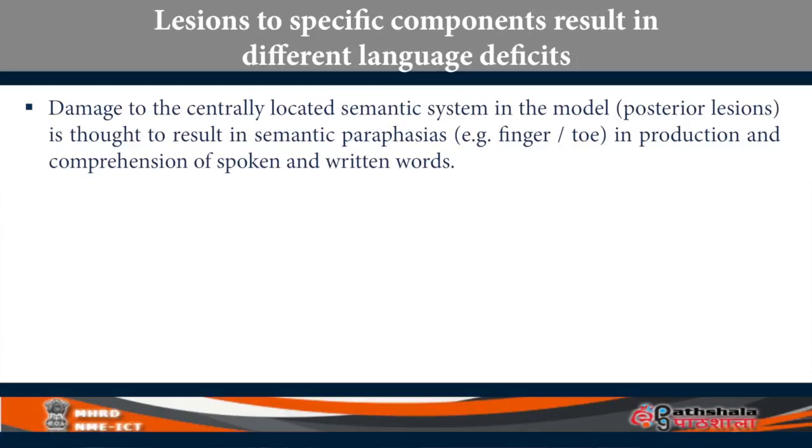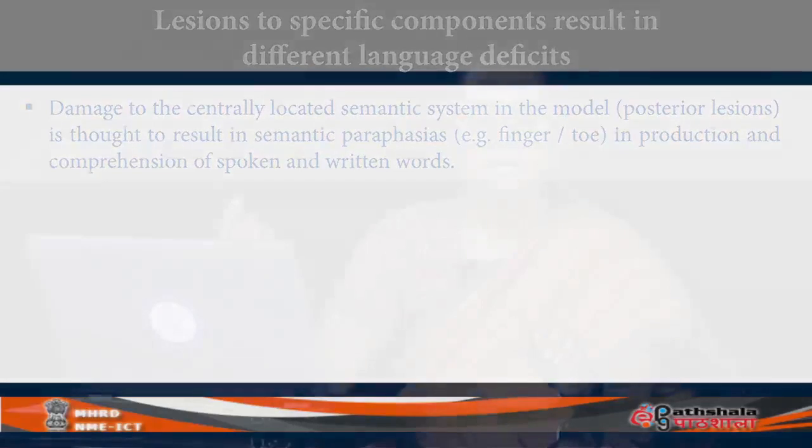An example of a semantic paraphasia is, they will say finger for toe. So one body part is mistakenly spoken instead of another body part. Both of them belong to the same semantic field. So this is called semantic paraphasia. Very often they say that you have semantic paraphasias associated with posterior lesions, that is temporal lobe lesions, and anomia and things like that. Go back to the other modules to see where we discuss semantic paraphasias. But basically, when the semantic system is damaged, you have semantic paraphasias.